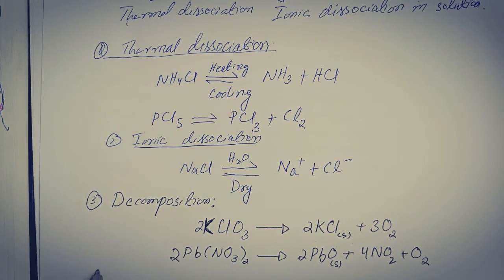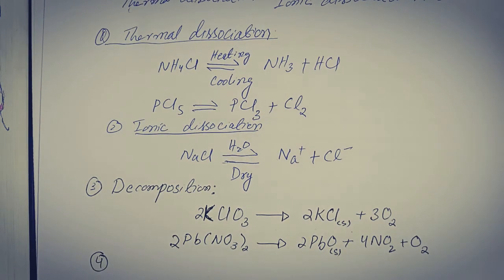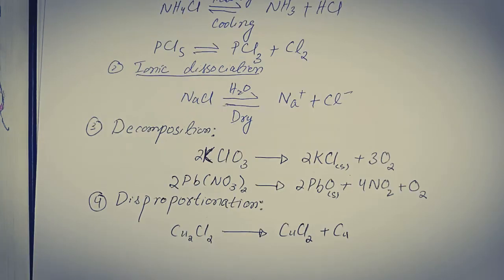The fourth kind is disproportionation reaction. It is a kind of reaction when a compound undergoes simultaneously the oxidation and reduction reactions due to its variable valency. In this kind of reaction, a compound breaks up into two new substances, one containing the element in the lower valency and the other having higher valency.